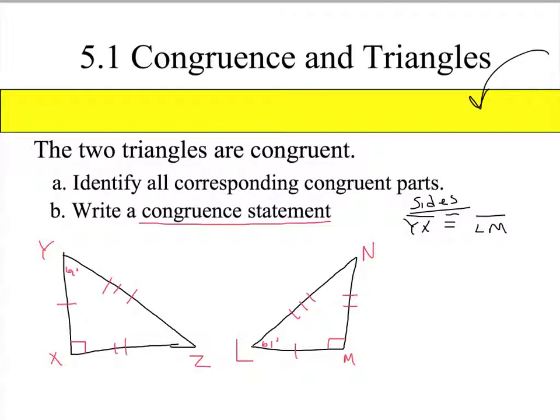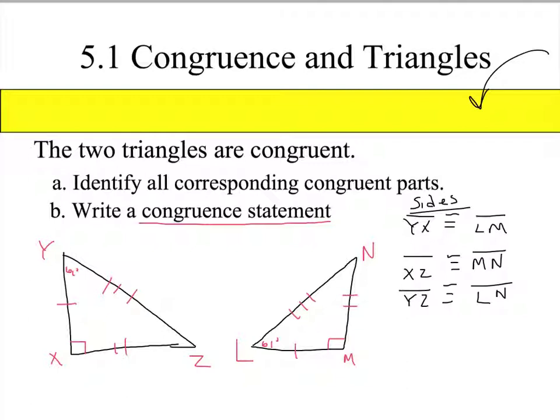Then side XZ is congruent to side MN. And side YZ is congruent to side LN. Okay? Those are my congruent sides.